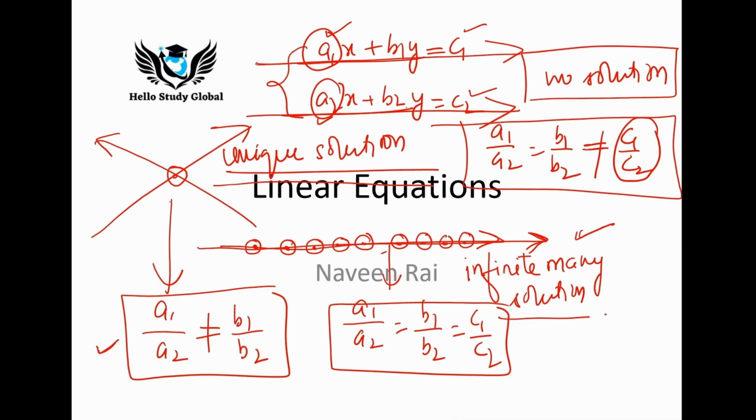These three conditions you must learn by heart and understand the logic also. Unique solution, A1 by A2 is not equal to B1 by B2. Infinitely many solutions, everything would be the same because one line would be virtually another; every single point on one line would be every single point on another line. They would virtually be the same. So A1 by A2 would be equal to B1 by B2 is equal to C1 by C2. In case of no solution, A1 by A2 would be equal to B1 by B2 but would not be equal to C1 by C2.